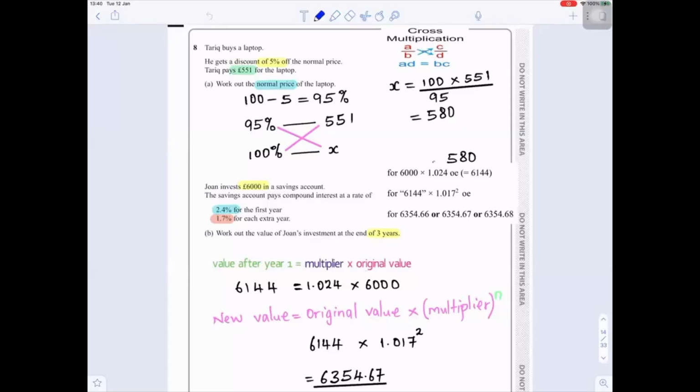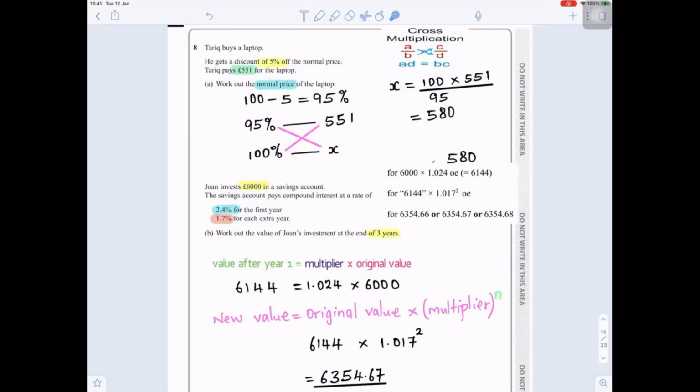Question number 8. Tariq buys a laptop. He gets a discount of 5% off the normal price. Tariq pays £551 for the laptop. Work out the normal price of the laptop. So we know a discount of 5%. So 100 take away 5 gives you 95%. So we say 95% is £551. So what is 100% equal to?